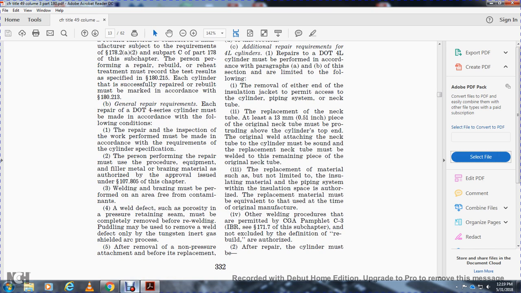3. The replacement of material such as, but not limited to, the insulation material of the piping system with an insulation space for the authorized replacement material, which must be equivalent to that used at the time of the original manufacture. Other welding procedures that are permitted by CGA pamphlet C3 are not excluded by the definition of rebuild that they authorize.